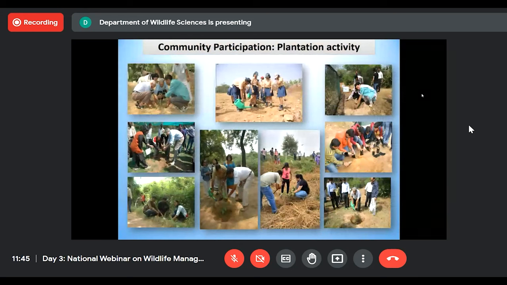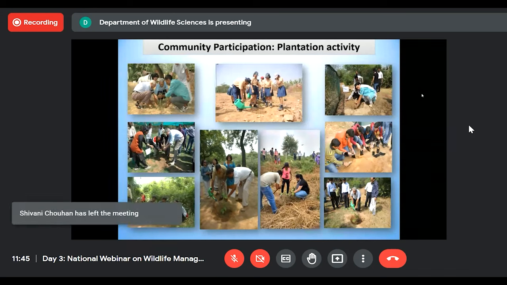Then community participation activities are one of the major objectives and tools to inculcate in the entire society to come and participate and understand what nature gives us and why it is required. It is one of the goals and objectives of wildlife conservation and management. Next, please.